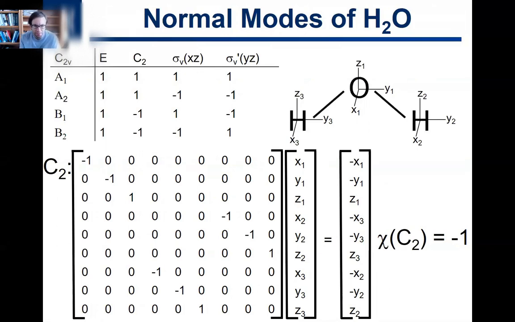So we have C2. So C2, that's 180 degree rotation going through Z1 here. That's the principal rotation axis. So you can think about what's going to happen. Well, first we're asked what's going to happen to x1. X1 is going to spin 180 degrees and it's going to turn into negative of itself. Y1 is going to do the exact same thing. Y1 goes to negative Y1. Z1 doesn't change because you're spinning it from Z1 basically. So Z1 goes to Z1.